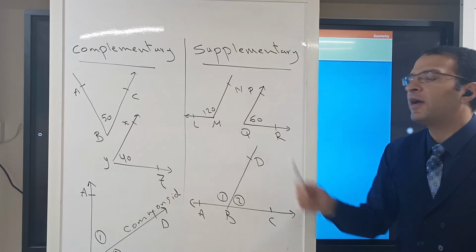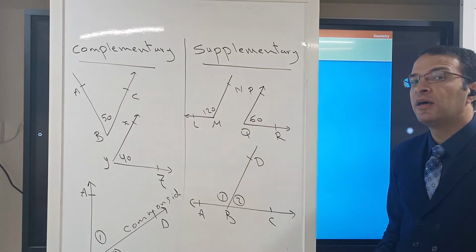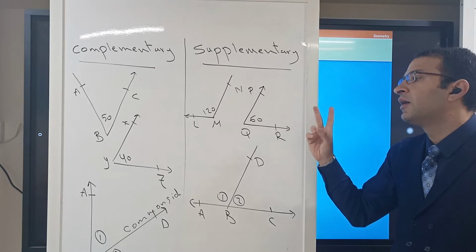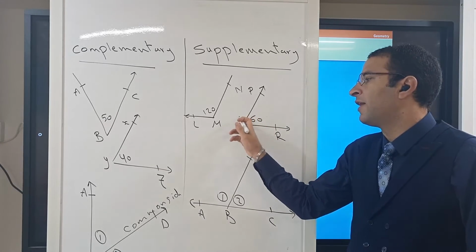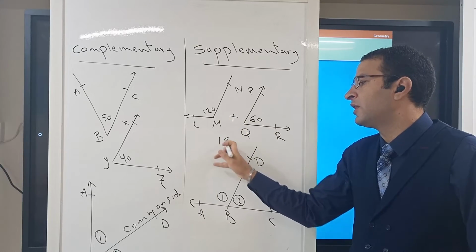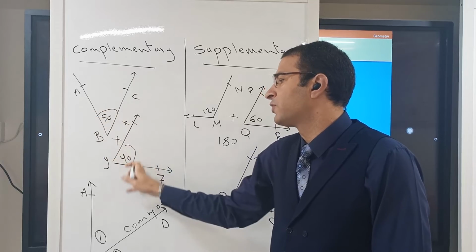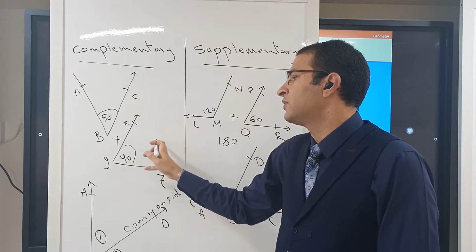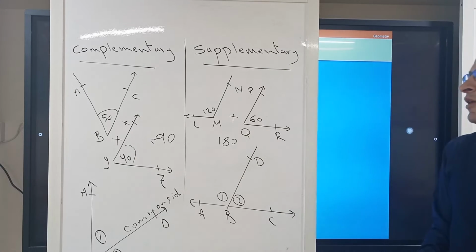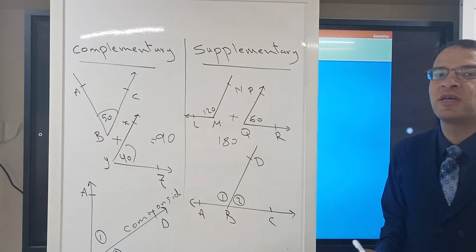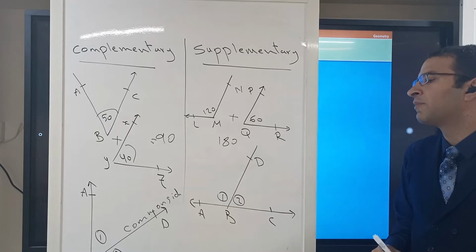Maybe we have the two angles far away from each other in this shape, so what can we call them? We can call them supplementary angles, because the sum of their measure, if I add them together, gives me what? 180. So here, the sum of these two angles, 50 and 40, is equal to 90, so they will be called complementary. Here the sum is equal to 180, so they will be called supplementary.